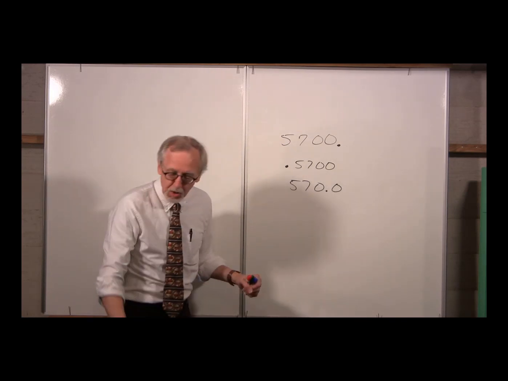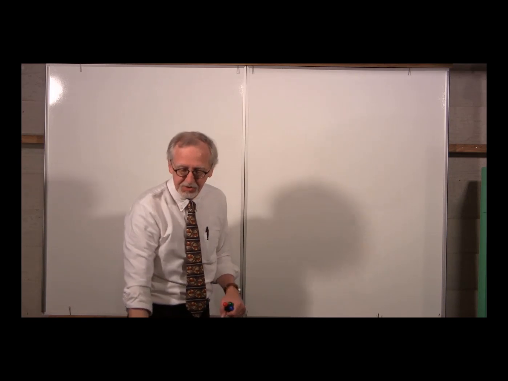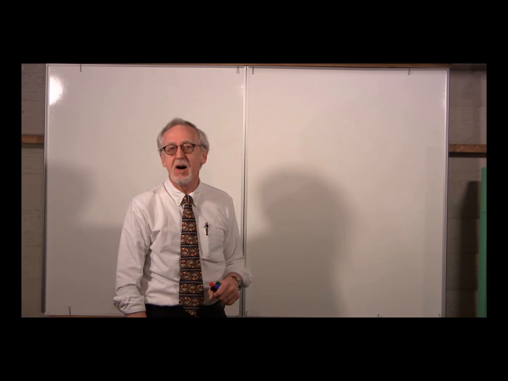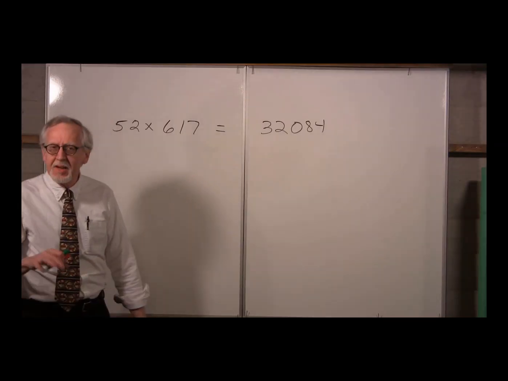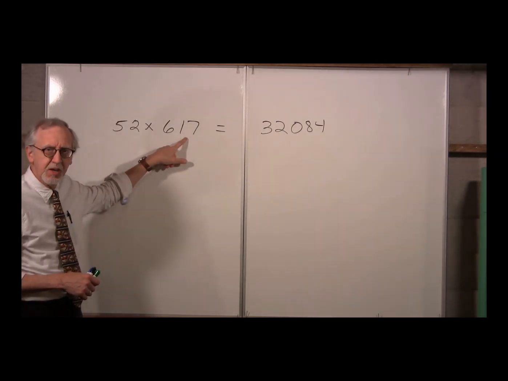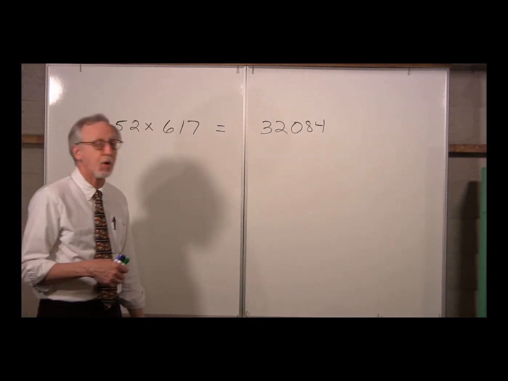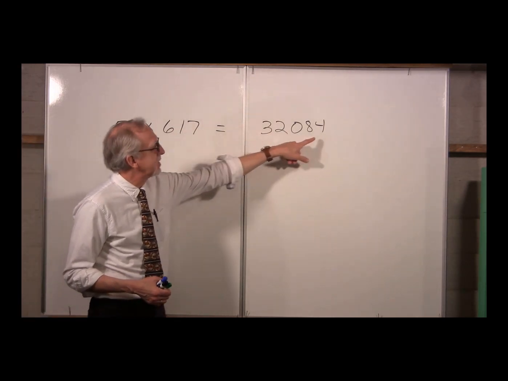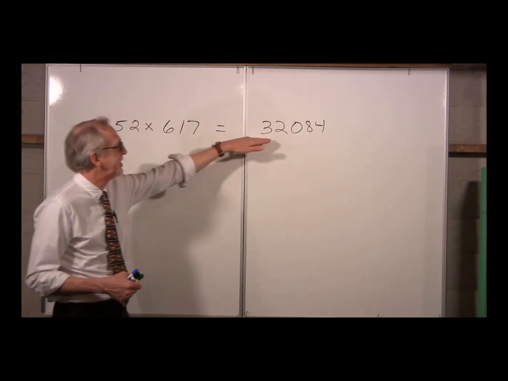Okay, now, how do we use the number of significant figures when doing operations, when doing some kind of mathematical equation? Well, let's take a look. Let's imagine that we've got a problem like this, 52 times 617. So what's the answer to that? Well, if you multiply this out on your calculator, or if you do it by longhand, what you get is 32,084. So the question is, can we really quote all of those digits?